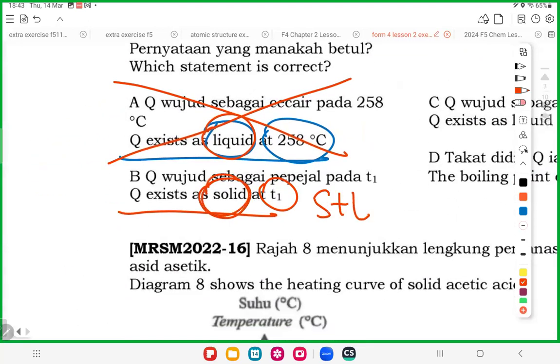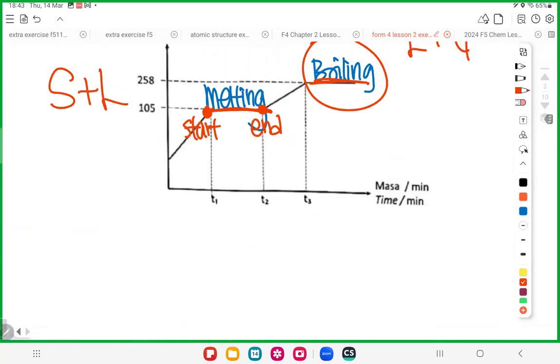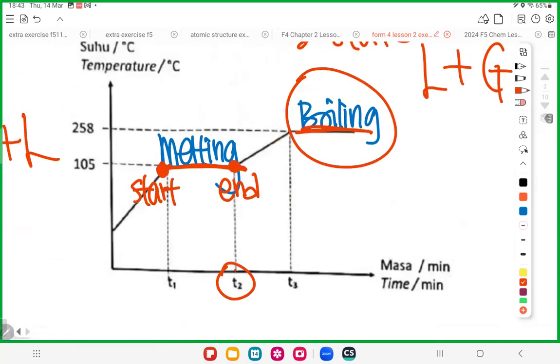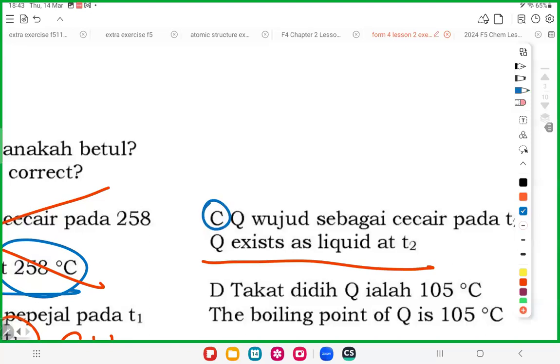They say solid only. Nonsense, cannot be. Q is liquid at T2. So look at T2. T2 is where the melting process finishes. So when the melting process is finished already, all the solid becomes liquid. So yes, you only have liquid now, nothing else.